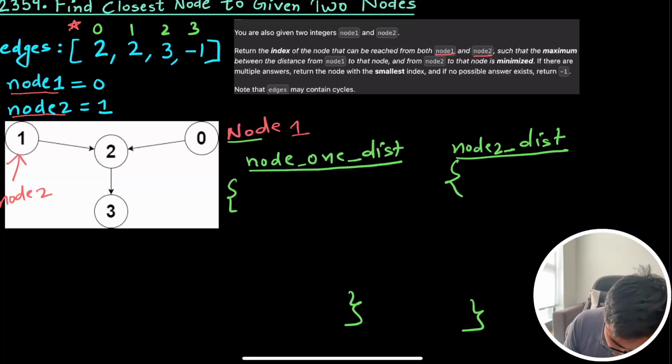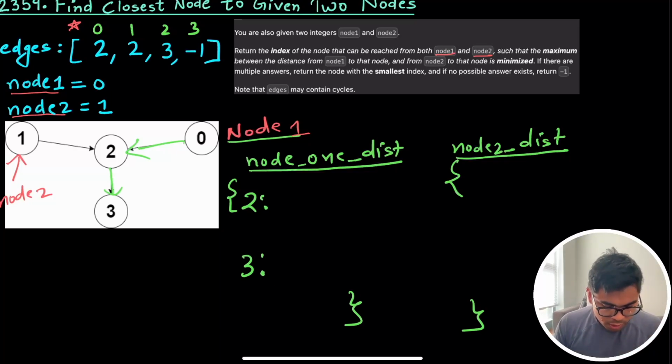So let's say from node 1, what are all the nodes that I can reach? I can go to node 2, I can go to node 3. So I can reach 2, and then I can reach 3. What are the distances from node 0 to 2 and 3? Well, the distance from 0 to 2 is 1, and from 0 to 3 is 2, right? Basically, I'm just counting the number of edges it takes me to get to these nodes.